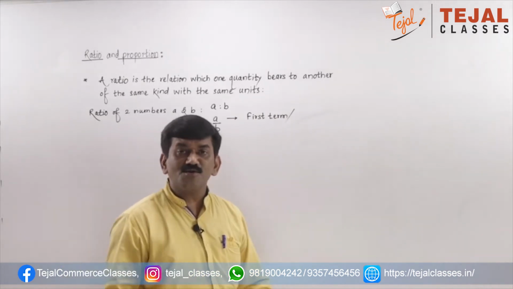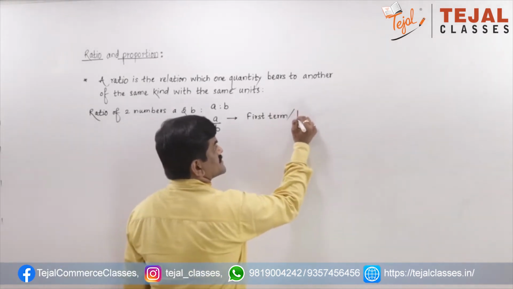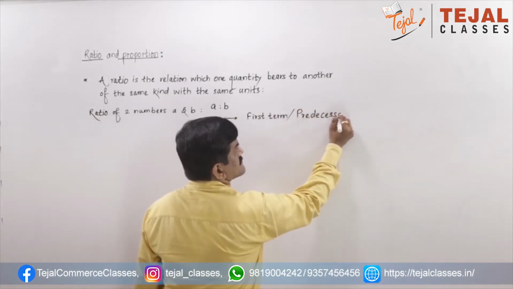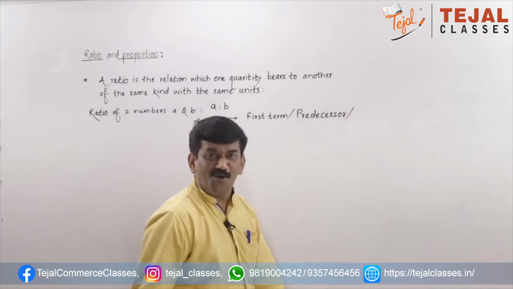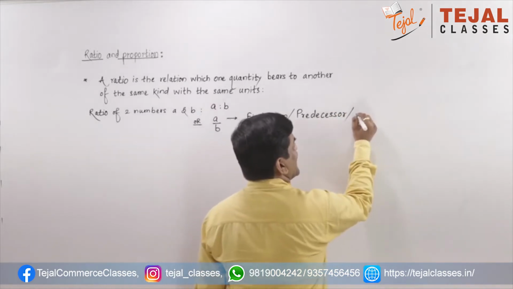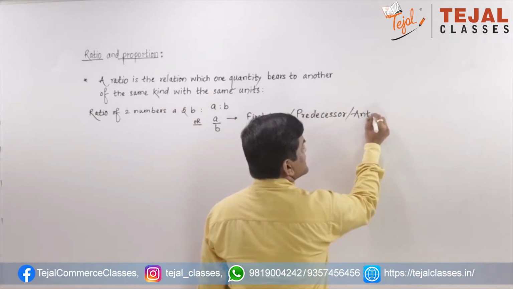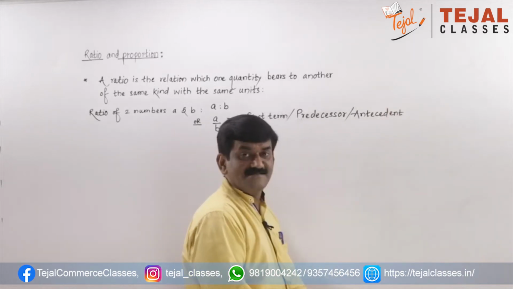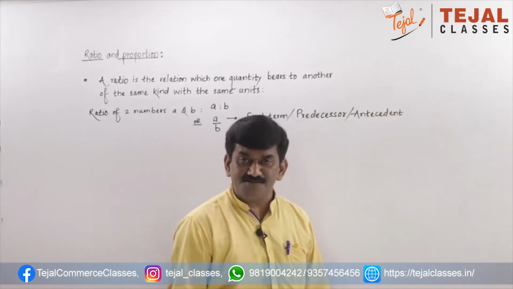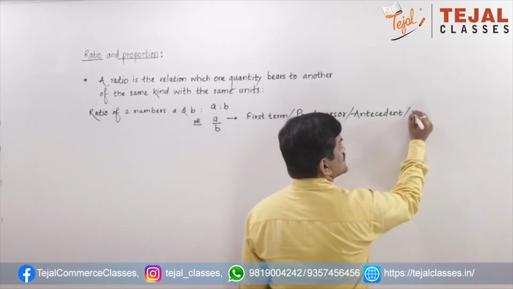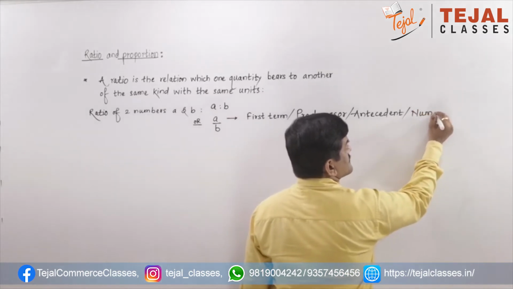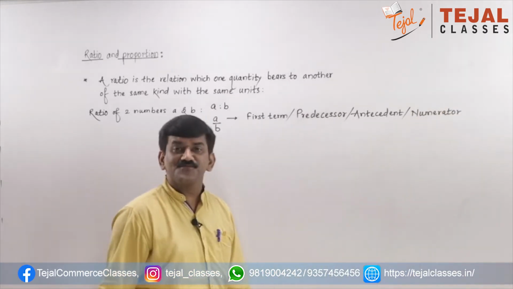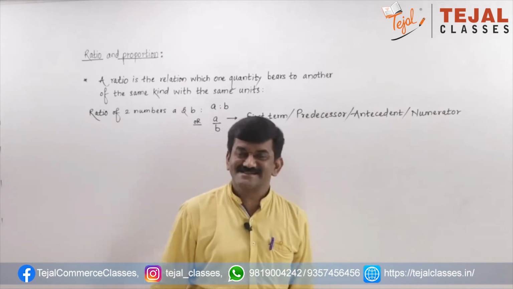Again, there is one more name. Here it is also called the predecessor. One more, it is also called antecedent. And finally, your familiar word, this is also known as numerator. Yes, there are four different names.